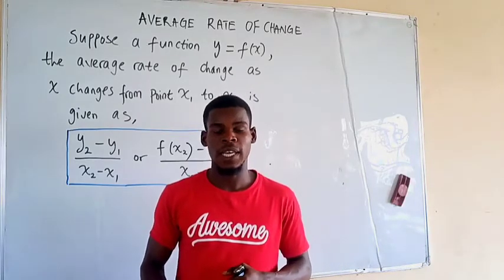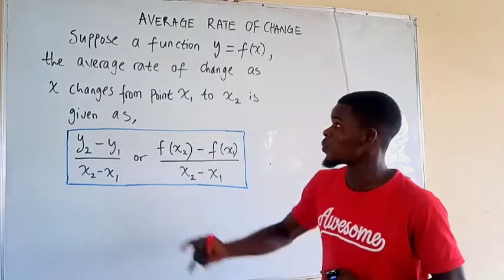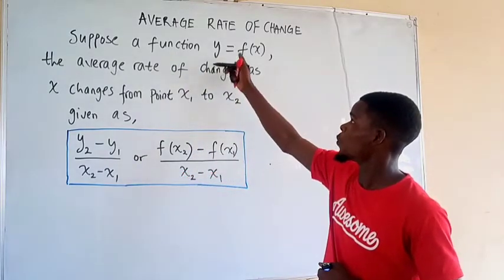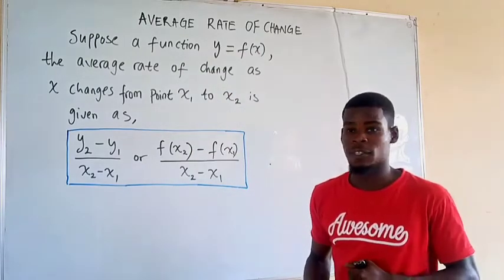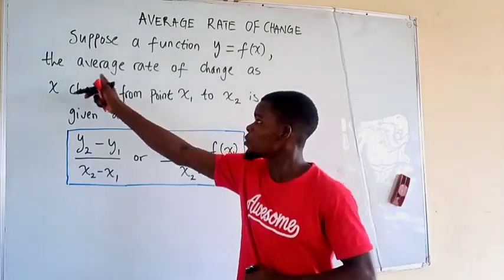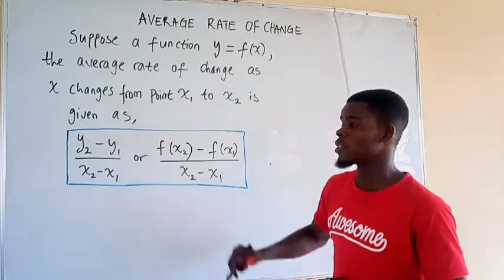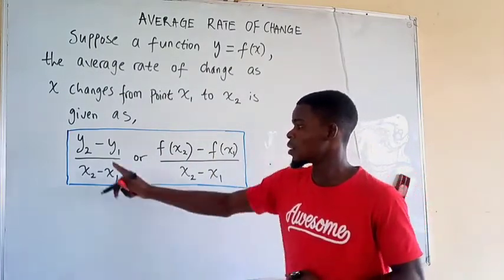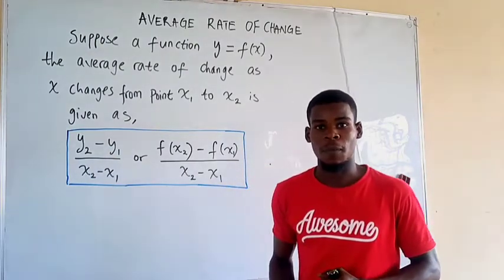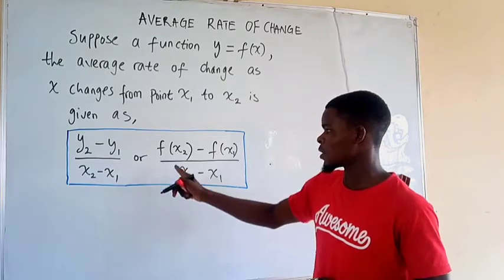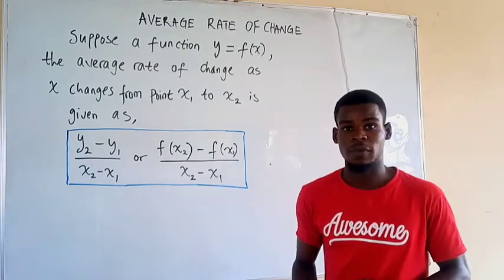Now in this video we want to look at average rate of change. Good. So suppose we have a function y written in terms of x. So this is y equals f of x, that is, y is a function of x. Now the average rate of change as x changes from point x1 to x2 is given as y2 minus y1 divided by x2 minus x1. Or we can rewrite it as f of x2 minus f of x1 divided by x2 minus x1.